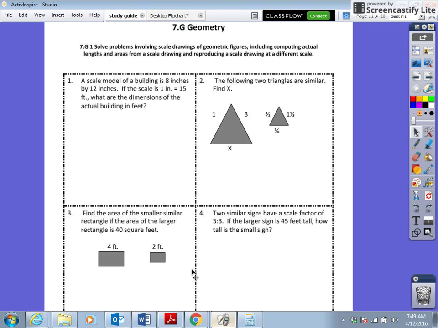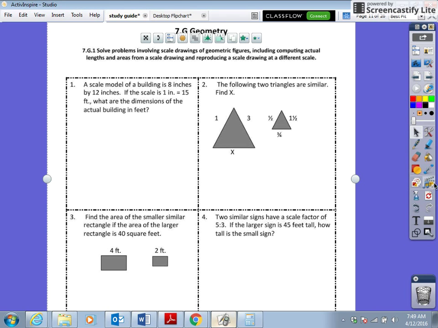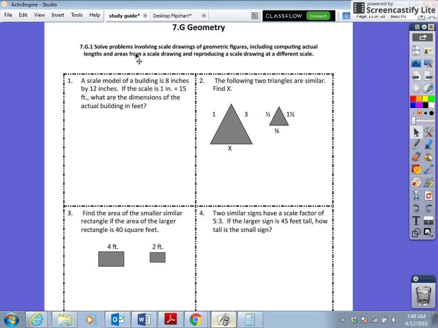Okay, we're looking at geometry, and this is the first standard in the geometry unit. This has to do with scale drawings, and the reason it's in geometry is because it's geometric figures, it's shapes. So let's go ahead and start here.